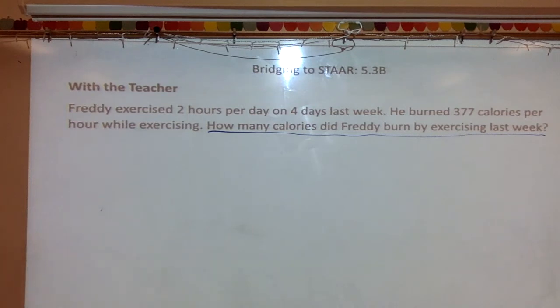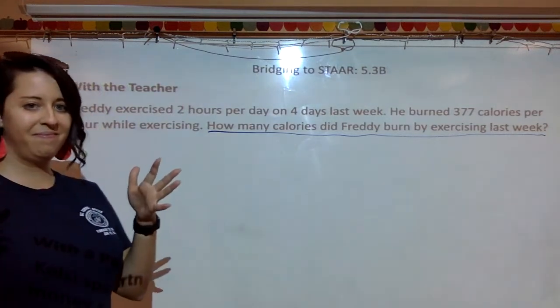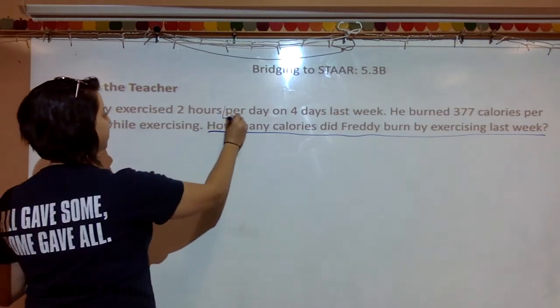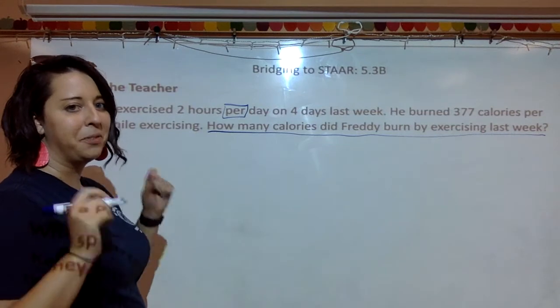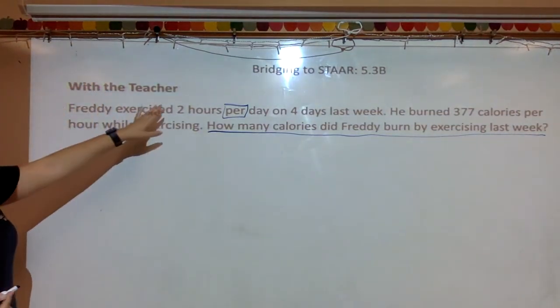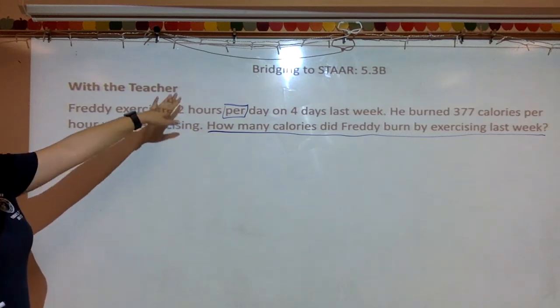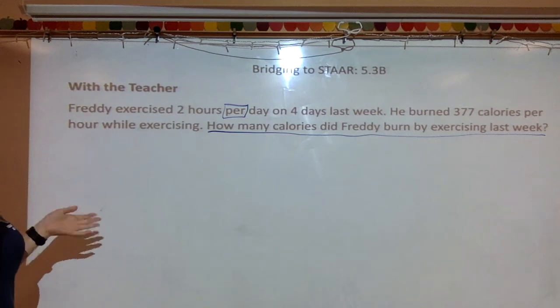So let's try to break this down. There's actually a few keywords in here that can help us to try to understand it. The big one I want to point out to y'all is this one. If you already knew I was going to do that, awesome job for y'all. Good job. So per day means it's going to be 2 hours for every day that he worked out last week, which was 4 days, right?